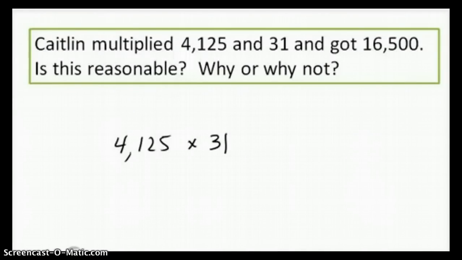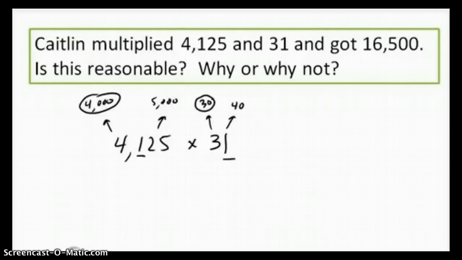So let's see if Caitlin's answer is reasonable using this strategy. 4,125 is between 4,000 and 5,000. Notice that I rounded to the leftmost place. The 1 in the hundreds place tells us that 4,125 is closer to 4,000. 31 is between 30 and 40. Notice that I rounded to the leftmost place again, even though it's different than the leftmost place of the other one. The 1 in the ones place tells us that this is closer to 30.